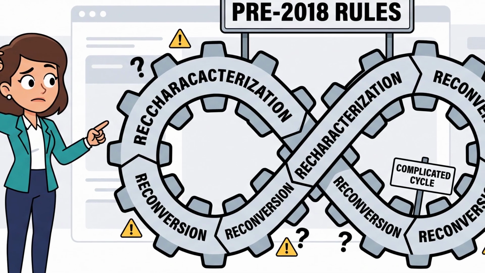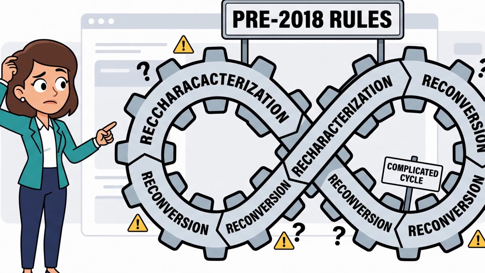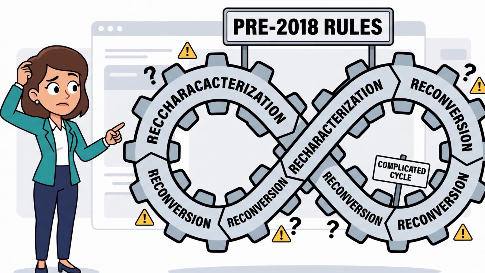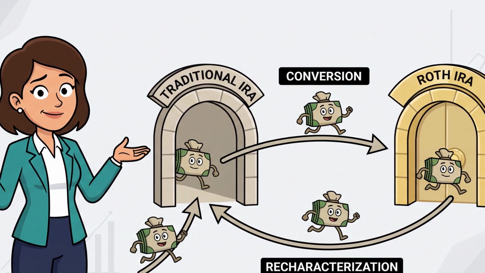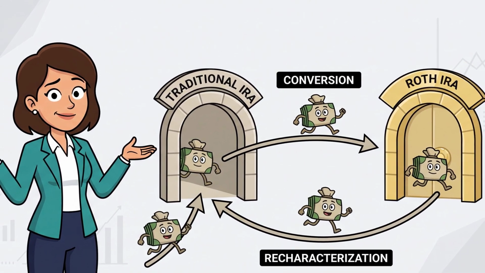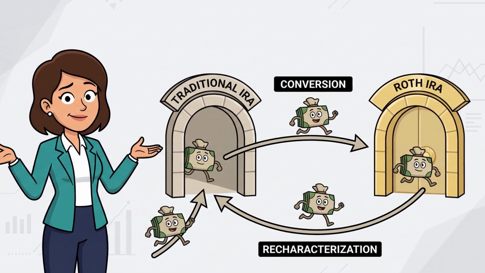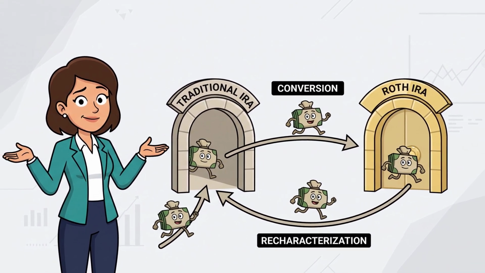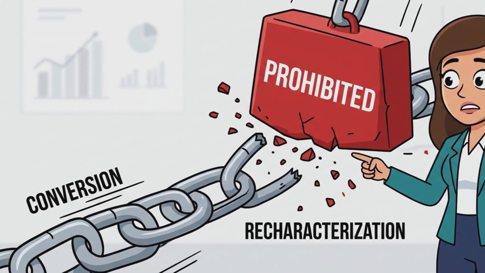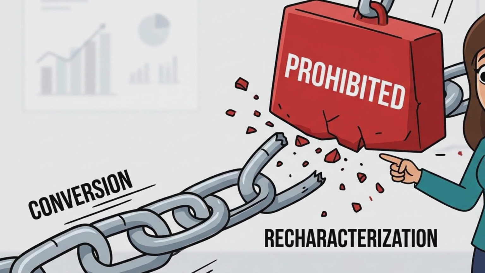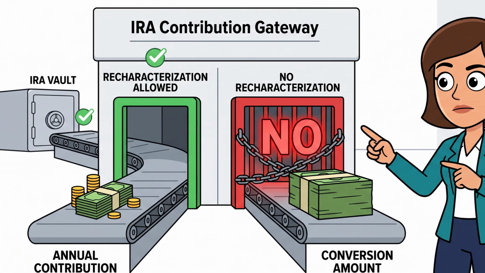There is a distinction worth making between recharacterization and reconversion. Before 2018, the process involved converting to a Roth, then recharacterizing back to a traditional IRA, and then converting again. That chain no longer works because the first recharacterization of a conversion is now prohibited. What remains is the single-step contribution recharacterization, which applies only to annual contributions made directly to an IRA, not to conversion amounts.